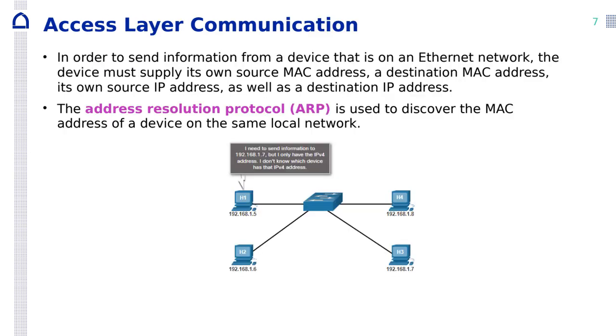Access layer communication. In order to send information from a device on an Ethernet network, the device must supply its own source MAC address and destination MAC address. Okay? Its own IP address as well as the destination IP address. The Address Resolution Protocol is used to discover the MAC address of a device on the same local network. So if I have the IP address but I don't know the MAC address, I use the protocol called ARP, Address Resolution Protocol.